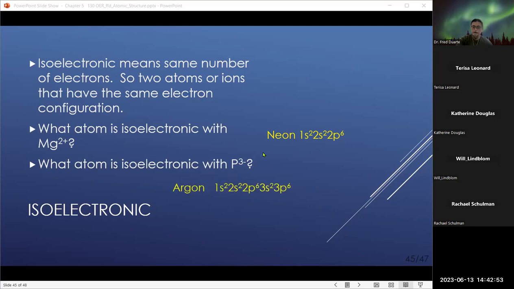Phosphide would be isoelectronic with argon, okay? Because phosphorus gained 3 electrons and now it shares the same number of electrons as argon, and therefore is isoelectronic with argon.